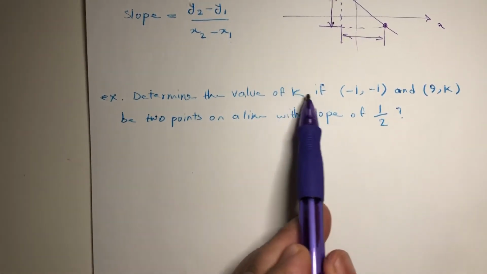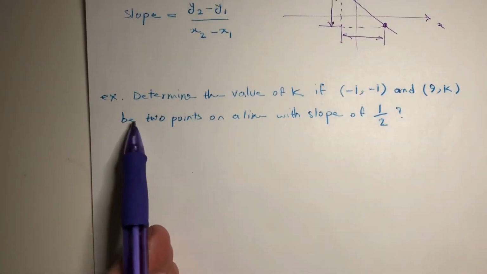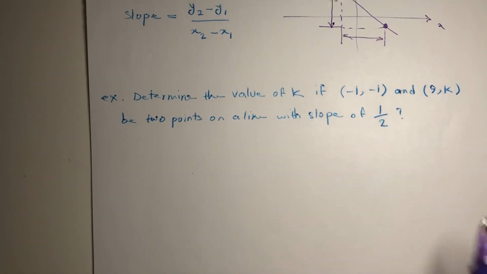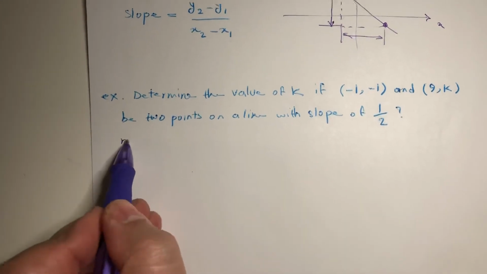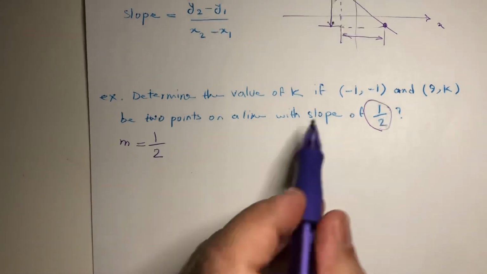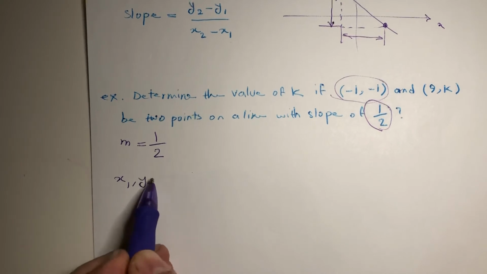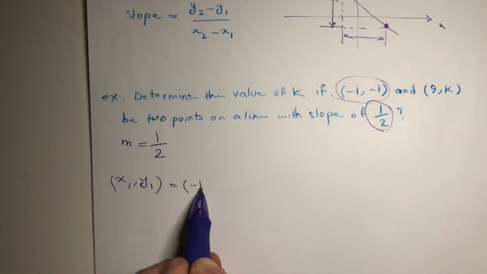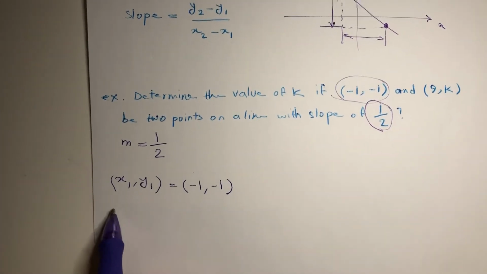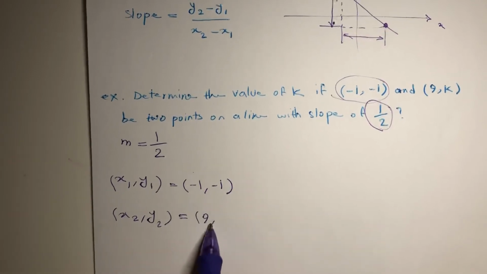Determine the value of k if the points (-1, -1) and (9, k) are 2 points on a line with a slope of 1 over 2. So what information do we have here? We know that the slope of the line is 1 over 2, right? This is given to us. And we know 2 points on the line. The first point, x1 and y1, is (-1, -1). And the second point, x2 and y2, is (9, k).